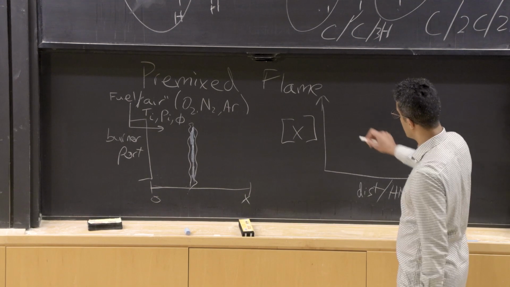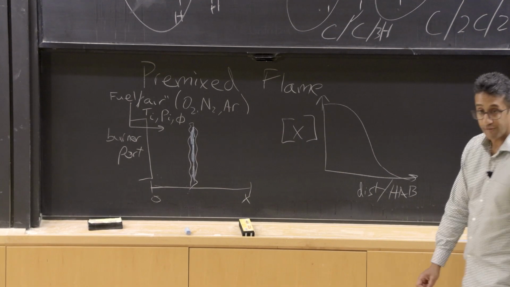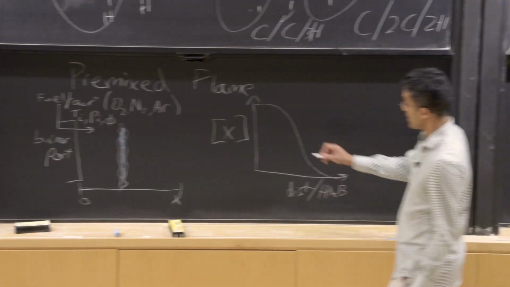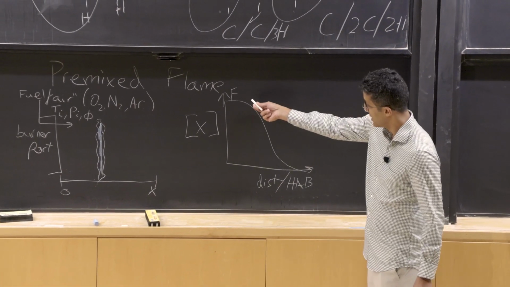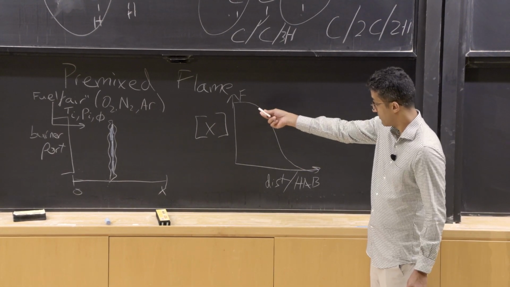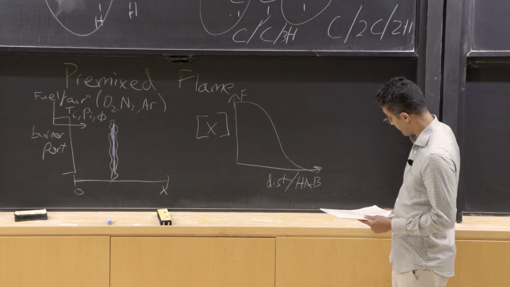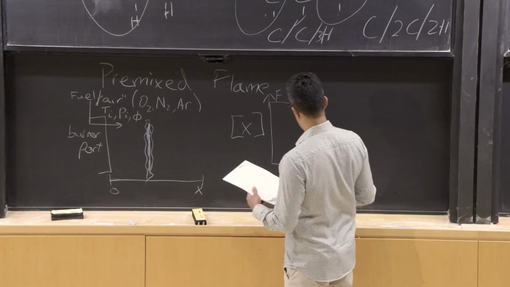So what is it going to look like? You're going to have some curve that looks like this. That's the fuel, okay? So this might be the fuel profile. It'll look something like that. The fuel will be coming out of the burner. As it's entering into the flame region, it'll start to be consumed. Eventually all the fuel is consumed. Then you'll have something like this.